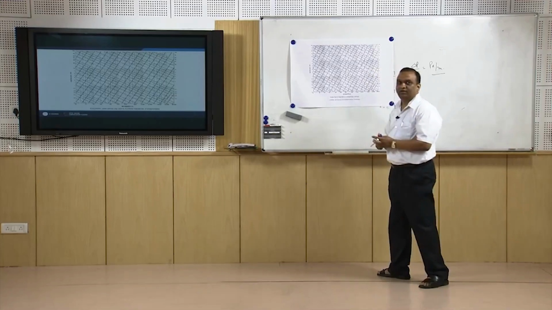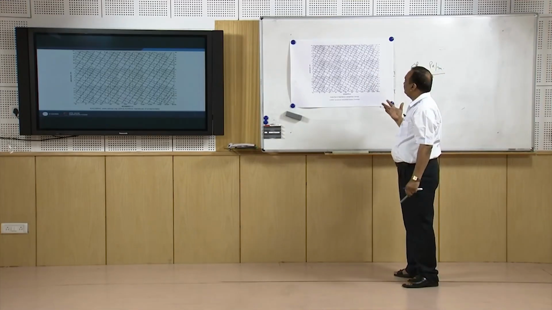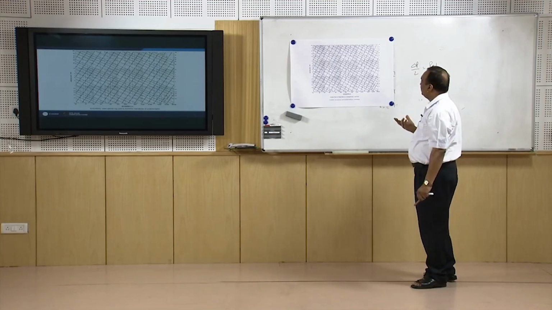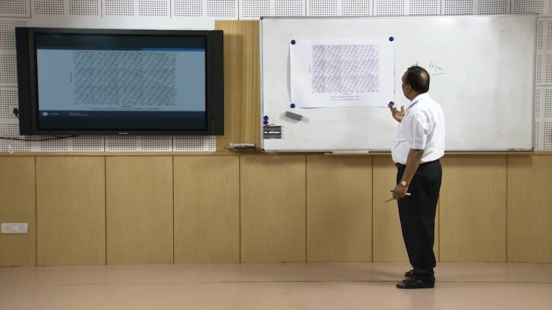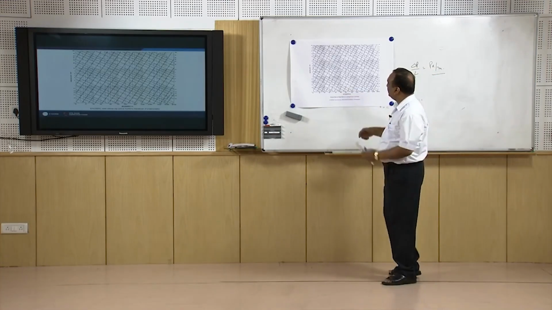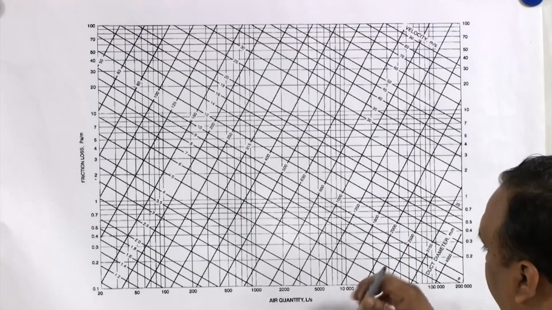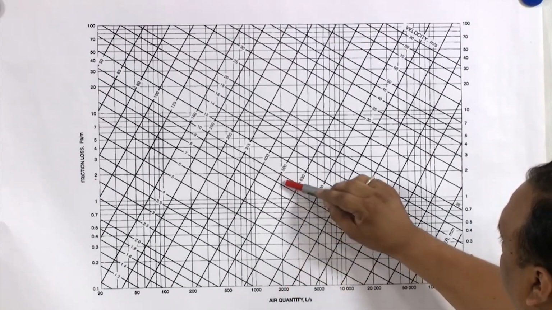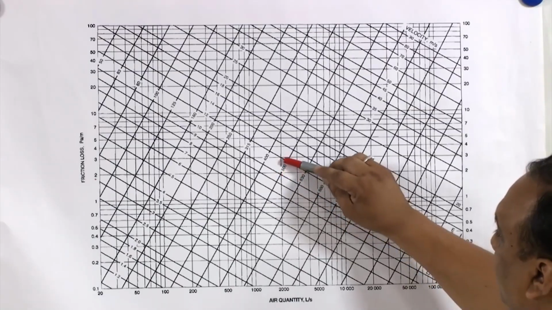Suppose I will take one example. Suppose friction loss in my duct is 1 Pascal per meter and discharge is 2000 liters per second, or friction loss is, let us say, 2 Pascal per meter and discharge is 2000 liters per second. So, in this case the duct diameter is going to be 500 millimeters. This is equivalent duct diameter.